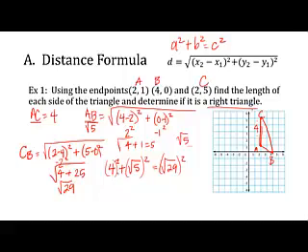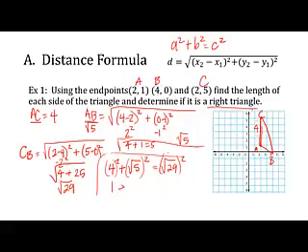Because if it is a right triangle, a squared plus b squared equals c squared. All I had to do is make sure that c was my longest side before I plugged it into my good old Pythagorean theorem, okay? So let's run the math here.